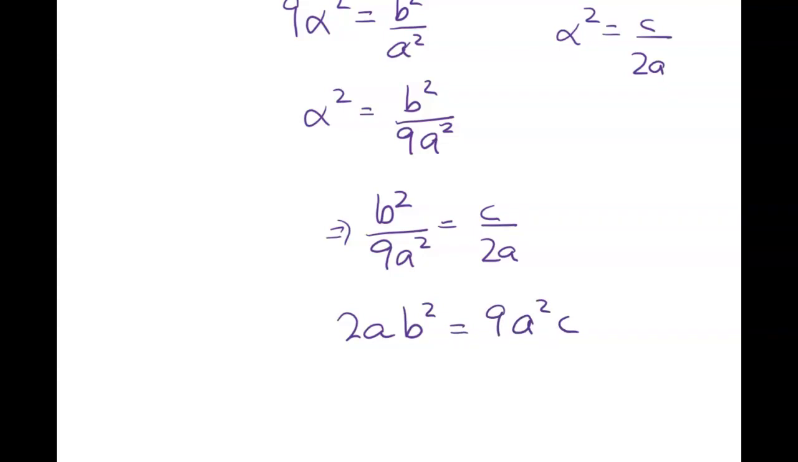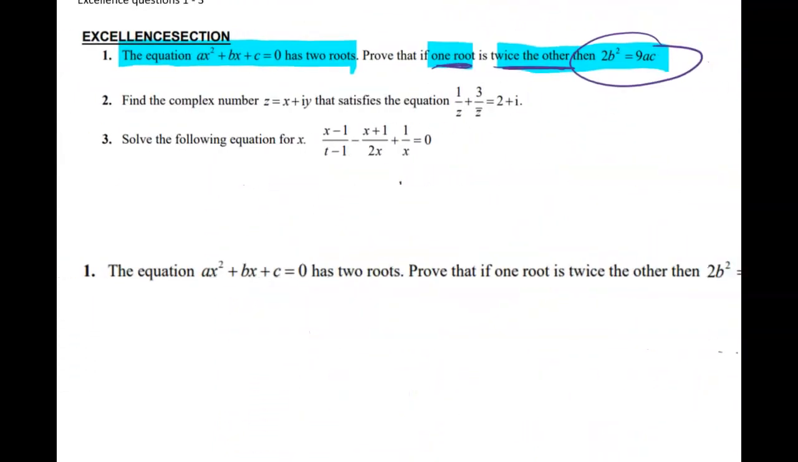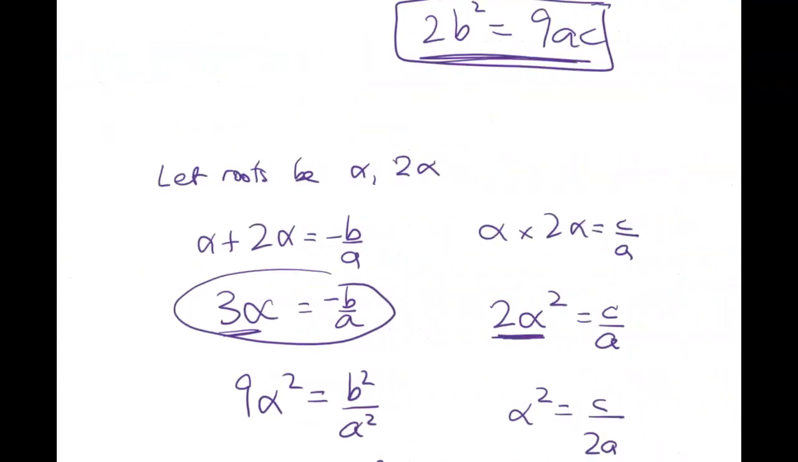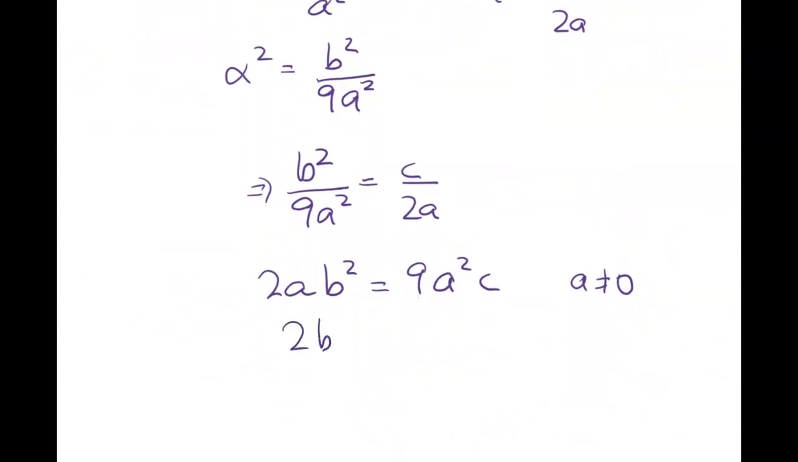We know that a is not equal to 0. Well, we can assume that a is not equal to 0 because if it doesn't say that, but if a were equal to 0, this wouldn't be a quadratic. So I'm dividing through by a, and I get 2b squared is equal to 9ac as required. Or, if you like it better, you can write the little square box thing. Okay, so that's that question done.